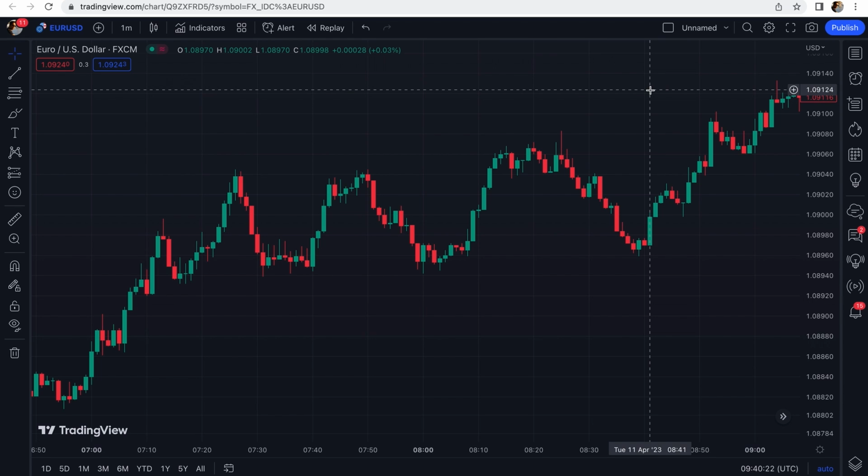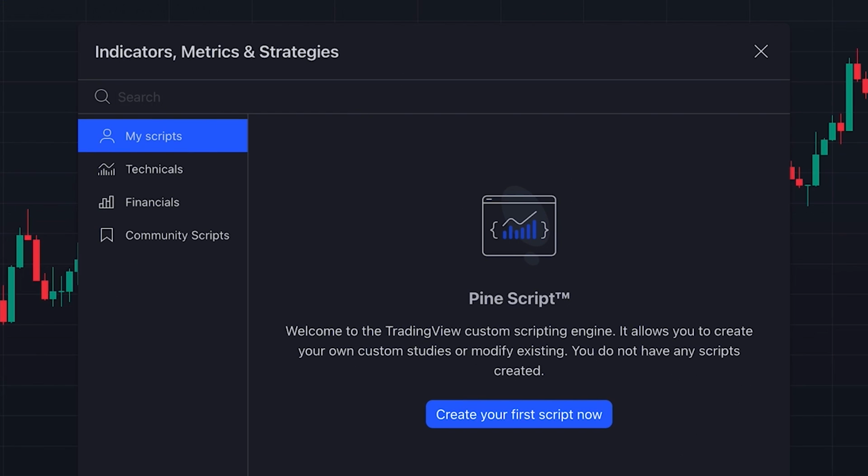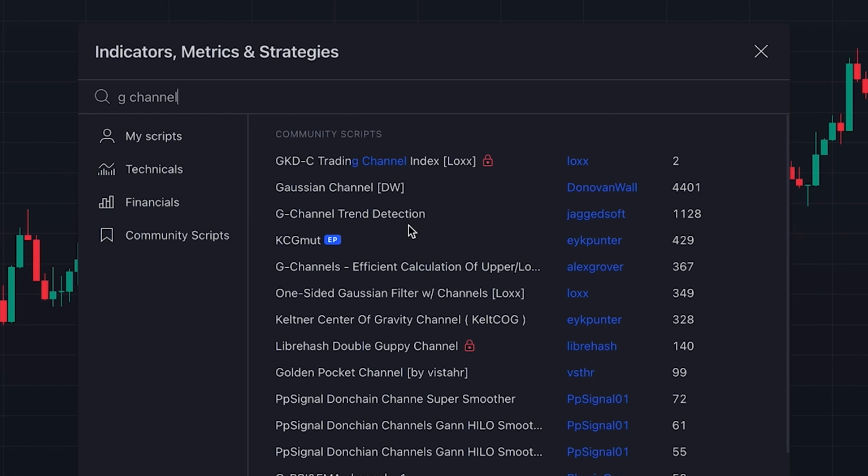In this strategy we have two indicators. For adding them, here we click on indicators and we simply search the name. The first one that we want to add is G channel. This one, G channel trend detection, which is written by someone named Jagged Soft.